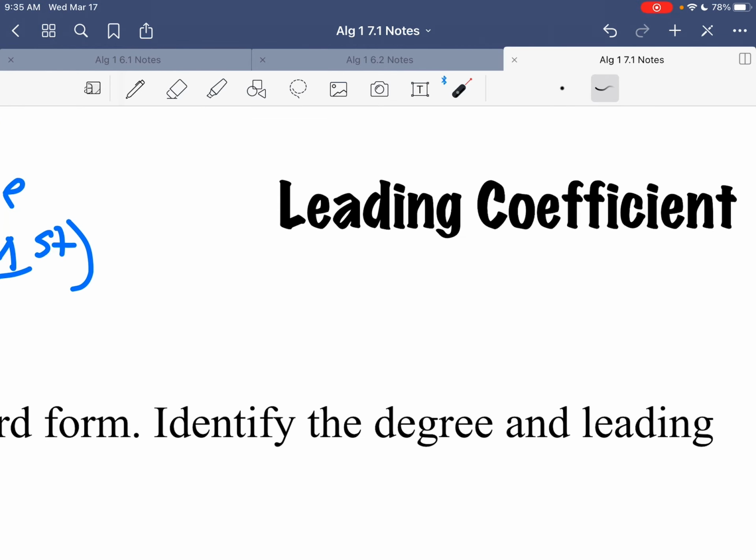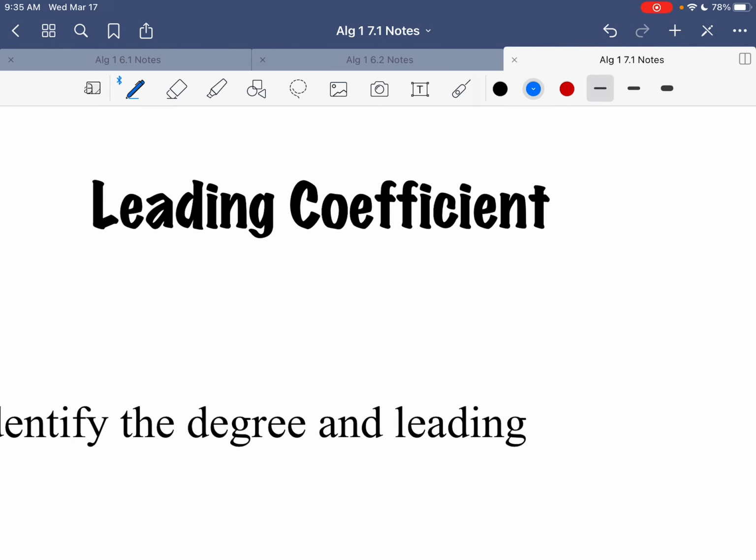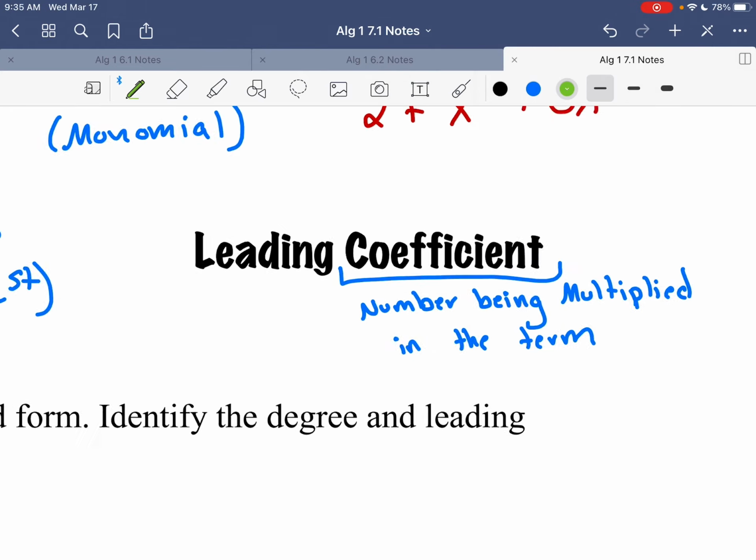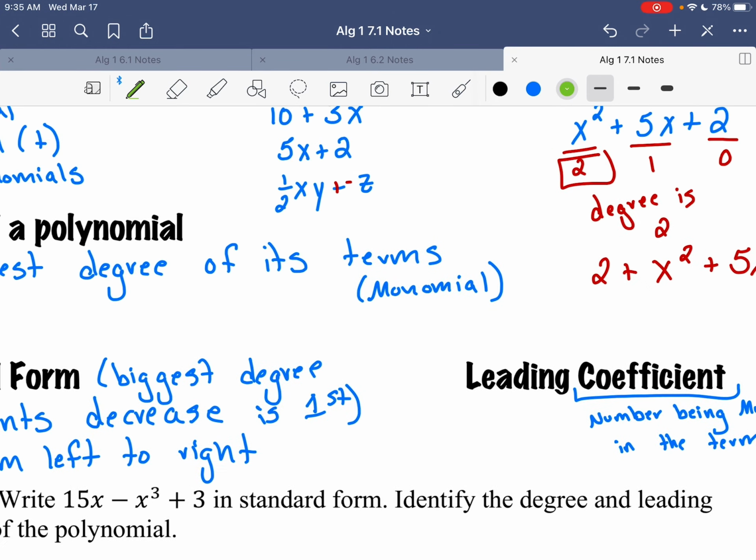And then our last thing is the leading coefficient. First of all, the coefficient is the number being multiplied in the term. I'm going to switch colors to green, and we're going to go back up into some of our previous terms and try to find the coefficients.